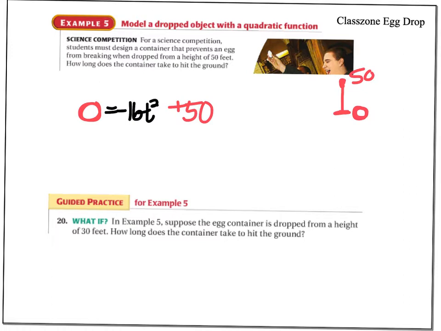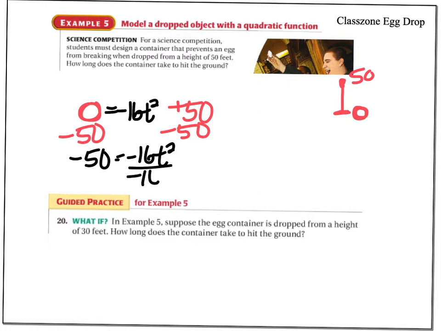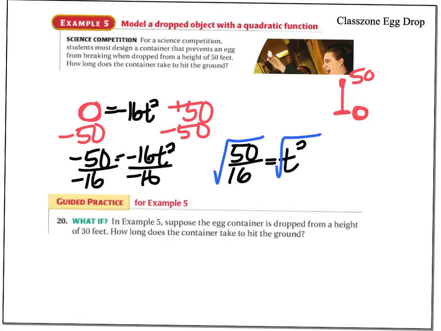So now we have to solve this thing for t squared, and it should be easy to notice that you have no middle term, no t to the first power. So we can use the square root method to solve it. So I will subtract this 50 from both sides, and you are left with negative 50 equals negative 16t squared, and continue to solve for t. Your negatives cancel and you're left with 50 over 16 equals t squared. And then to solve for t, you would square root both sides.